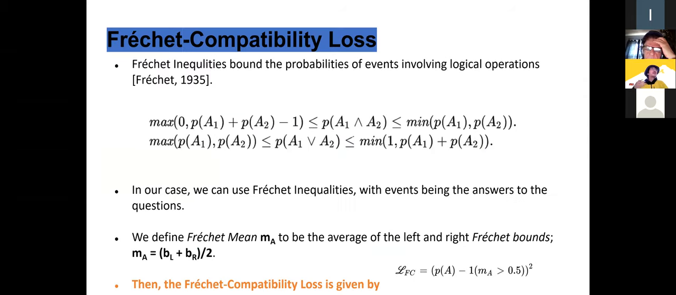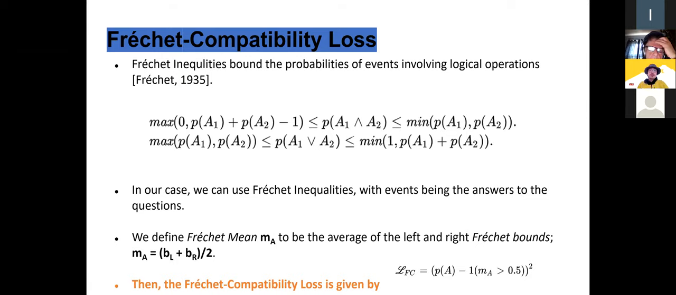So let me talk a little bit about the Fréchet compatibility loss. It basically provides upper and lower bounds for probabilities of logical combinations of propositions. So here, A1, A2 are the answers from our models for each separate term. And big A is the combination of them, whether it is a conjunction or disjunction, right? Using the Fréchet inequality bounds, which were proposed in 1935, we can add a new loss that constrains our models to predict answers that are compatible with the underlying logical operations.